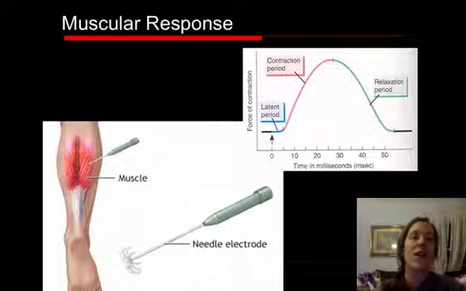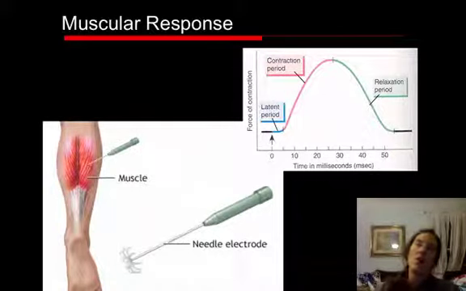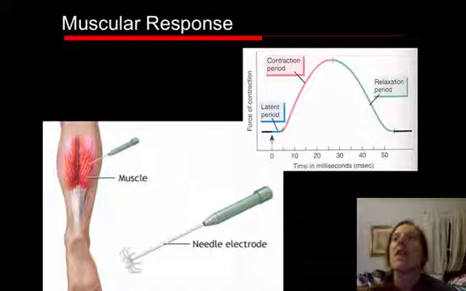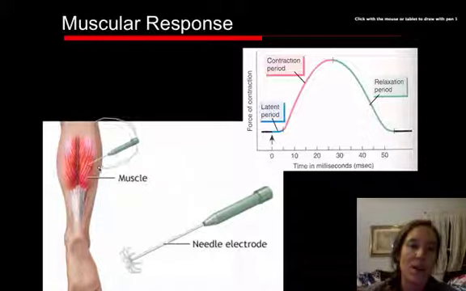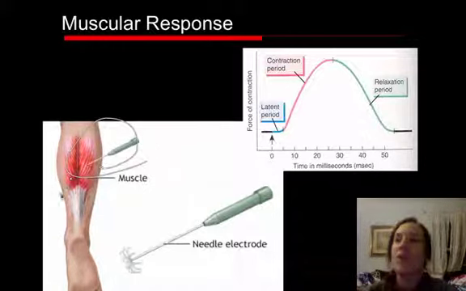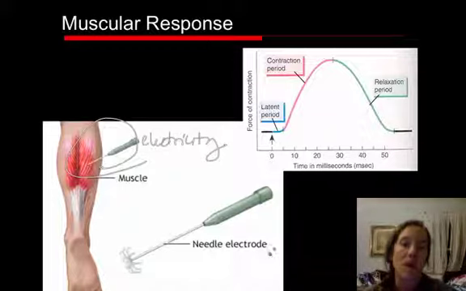All right, let's talk about muscular response. So how do we know how muscles respond? Well, scientists can either isolate a muscle from a body or use a long needle, like we see here, inserted into a muscle, and hook it up to a computer, stimulate it with electricity. That's why it has an electrode down here. And then a computer can record how that muscle responds.